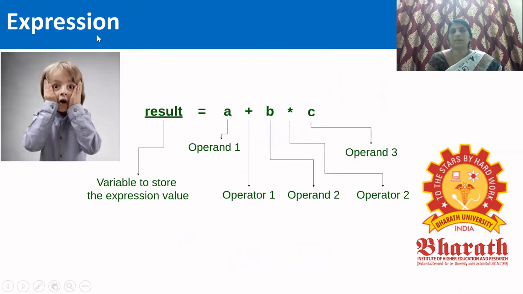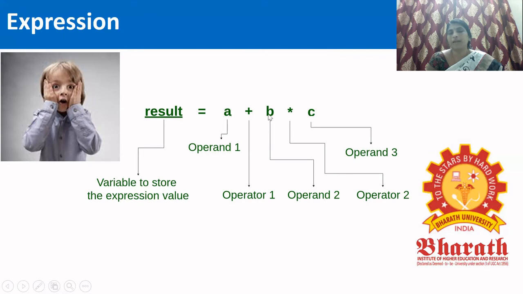Next, when we discuss expressions, expressions are combinations of operations performed on variables and storing the result in a variable. So we see an example, say a plus b asterisk c. Here a is a variable, which is also called an operand, operand 1, and then b is operand 2 and c is operand 3.